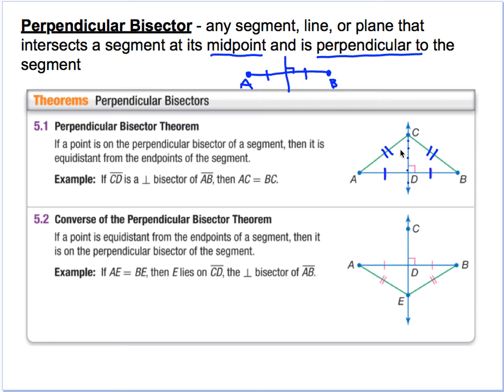And then the converse of that theorem just says that if a point is equidistant from the endpoints of a segment, then it's on the perpendicular bisector. So if they didn't have these markings right here that showed it was a perpendicular bisector, and all you knew was that you had a segment and that these two distances from the point to those endpoints were the same, then you would also know that that point E is on the perpendicular bisector. Okay, so I'll give you a few more seconds with those, and then we'll look at a few different problems that you'll see.